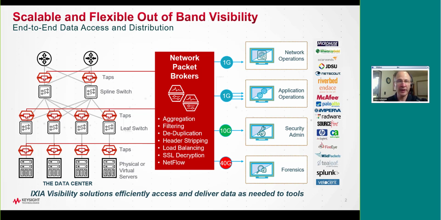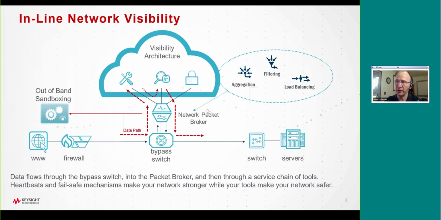So let's take a look at an inline model. Inline is where I bring this in, I deliver it to a bypass switch, and then I feed a service chain. And just to follow up on that dedupe example, dedupe doesn't work here because each tool needs to see the full transaction flow of what's going on within the customer network.